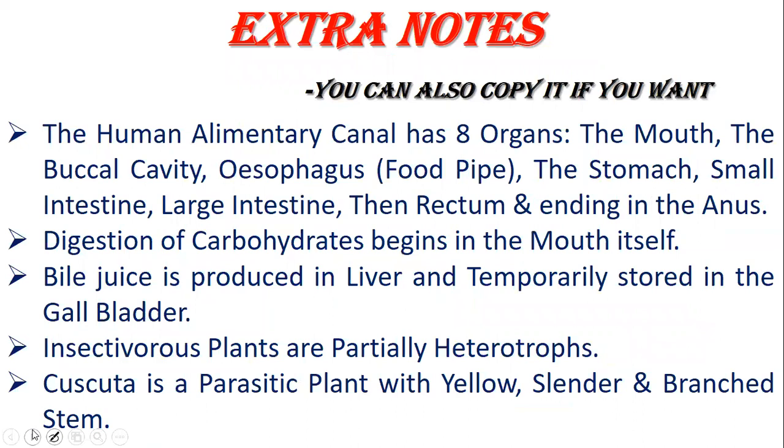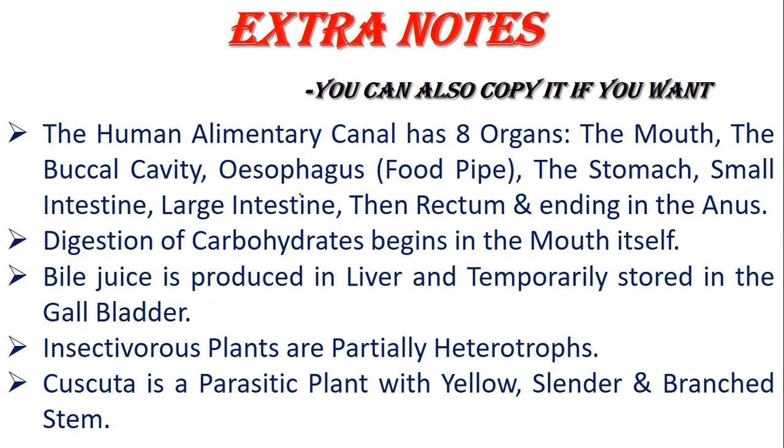Now let's come to the extra notes. You can also copy it if you want. And in the previous video, I told you to make your copy. So if you want to remember my points, you can make them as notes. The human alimentary canal has 8 organs: the mouth, the buccal cavity, the esophagus, which we will call the food pipe, the stomach, the small intestine, the large intestine, and then the rectum, ending in the anus.